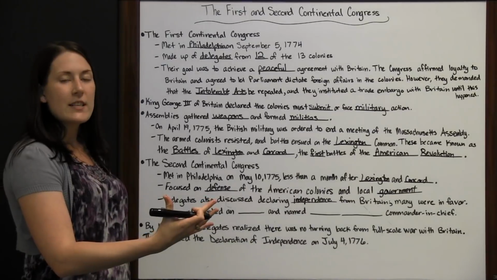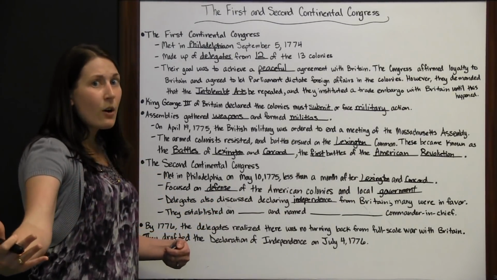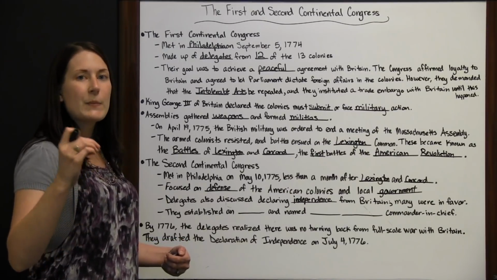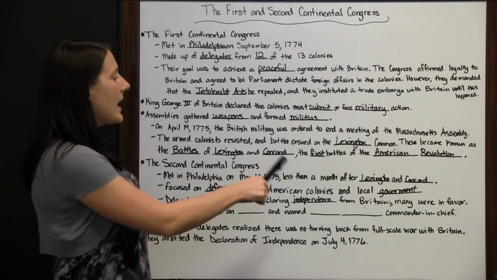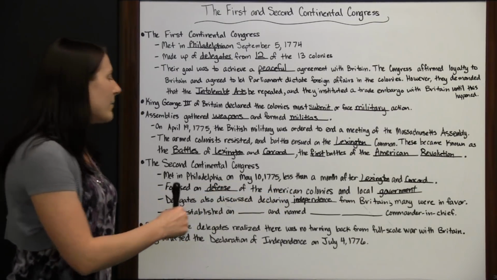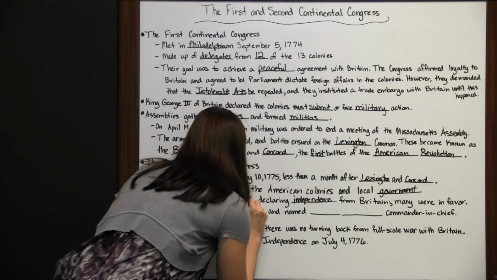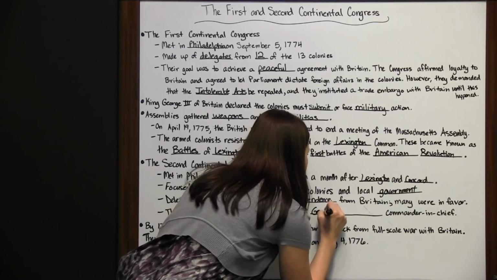We can declare ourselves independent from Britain. They're fighting us. They don't want to do what we want. It's hard to get across that whole big ocean to be over there and actually be represented in Parliament. Why not just have our own separate country over here? And many delegates were in favor of this option. So they established an army and named George Washington commander-in-chief.